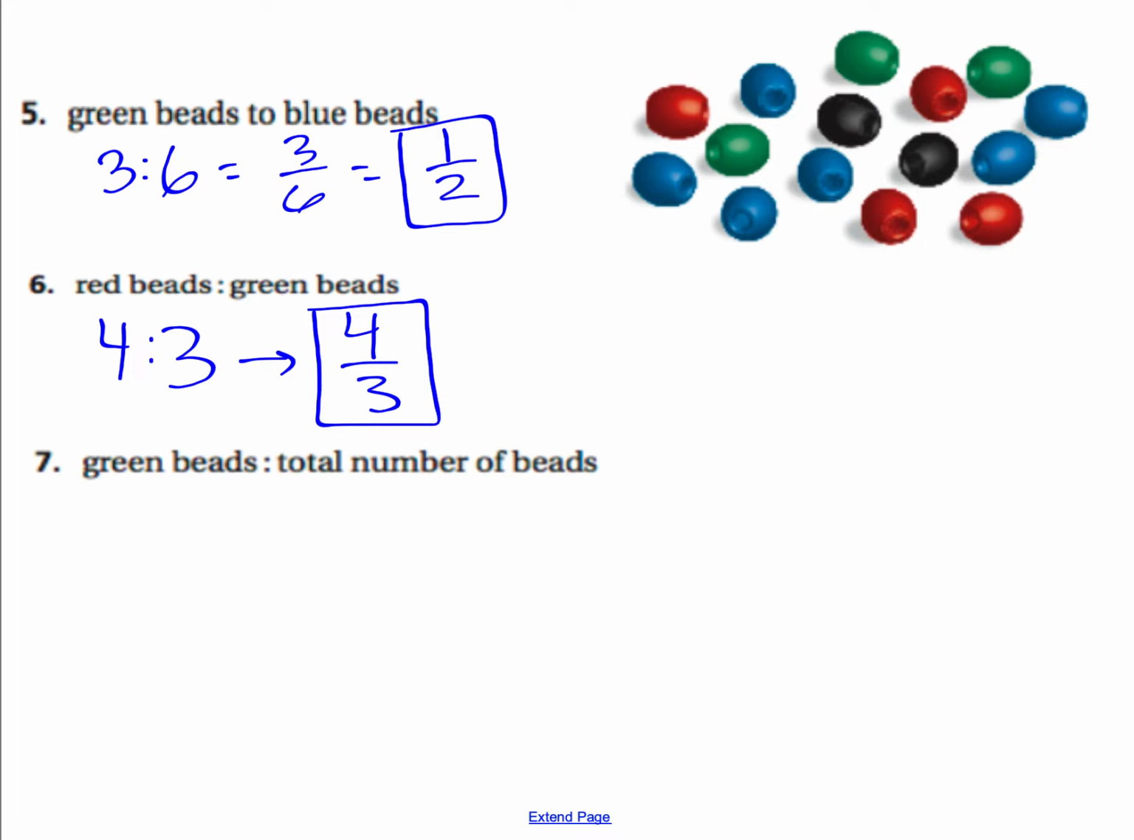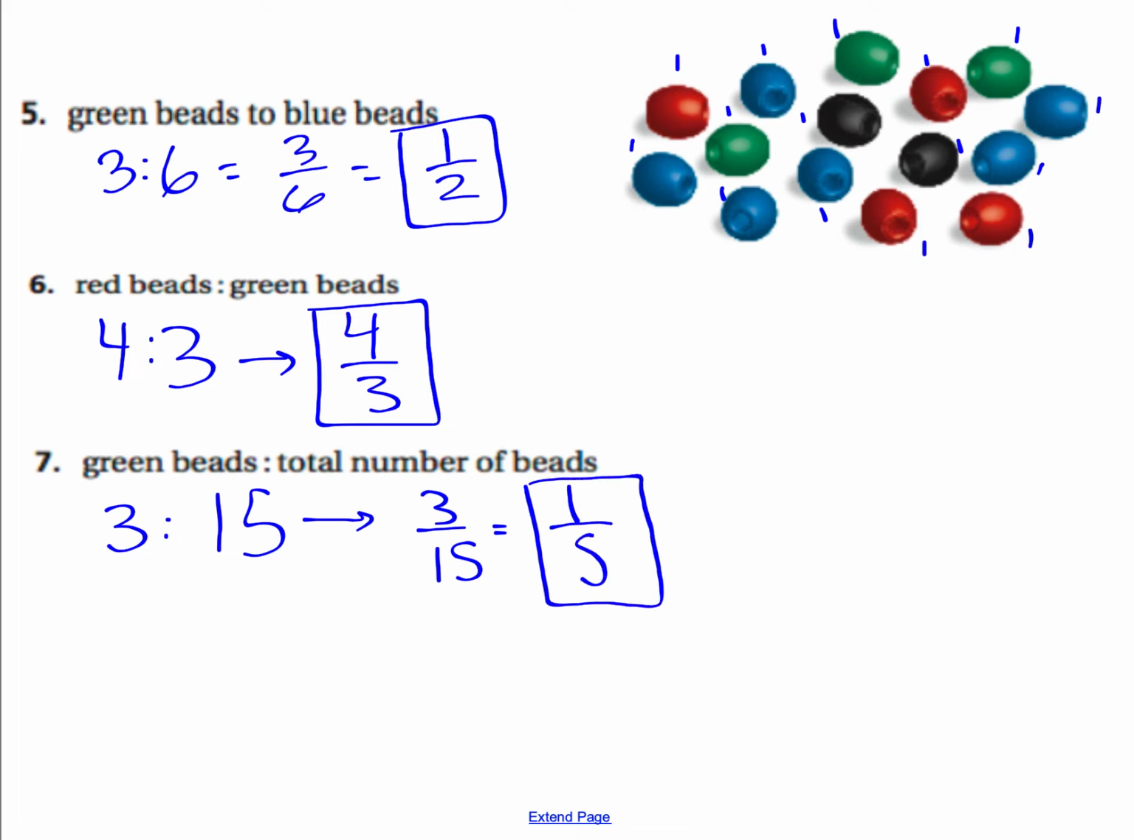Okay, number 7, green beads to the total number of beads. Well, I see 3 green beads, and total number we've got 1, 2, 3, 4, 5, 6, 7, 8, 9, 10, 11, 12, 13, 14, 15. So this is 3 green beads compared to 15 total beads, or 3/15, which dividing top and bottom by 3 gives us a ratio of 1/5. 1/5 of the beads are green.